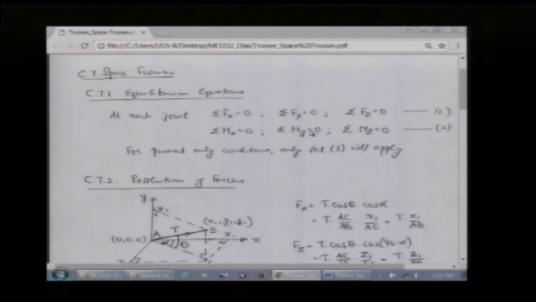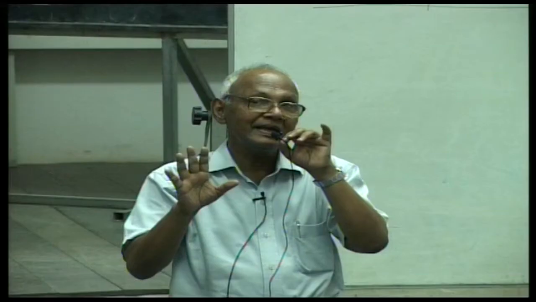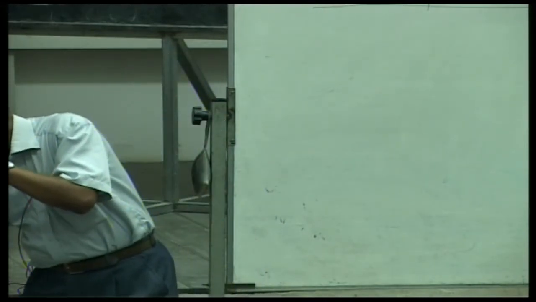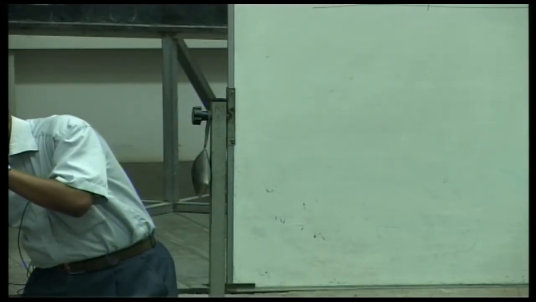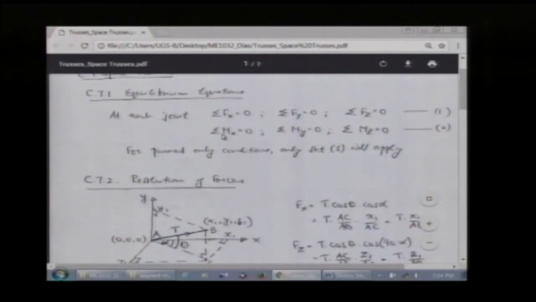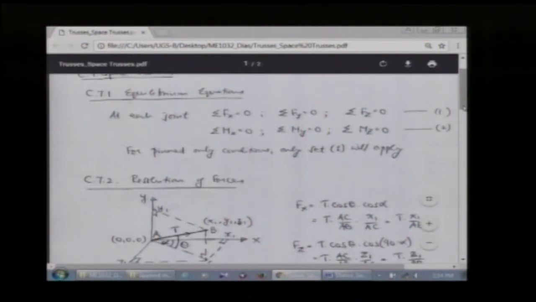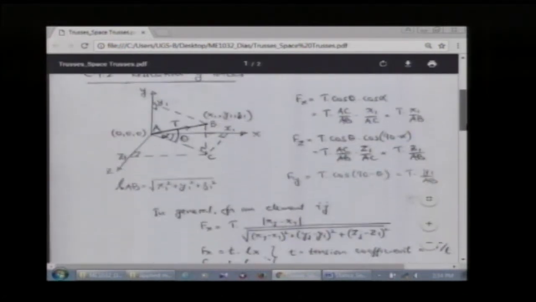But if we have pinned space trusses, which is what we are going to look at, you remember I said truss means only axial forces. Actually maybe this is correct, but don't worry, you put space trusses. So in general for space frames this is correct, but if you have space trusses, then these moment equations do not apply because the joints cannot carry moment, unless you take an equilibrium equation for the entire thing. So we are only dealing with these three. That makes it a bit easier.